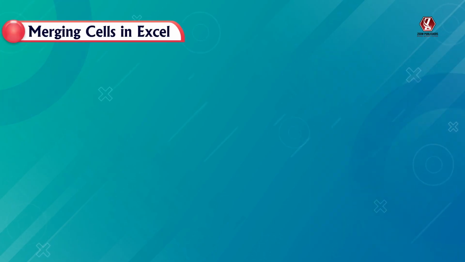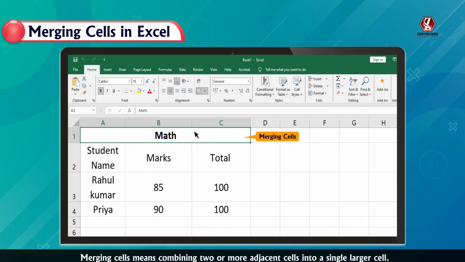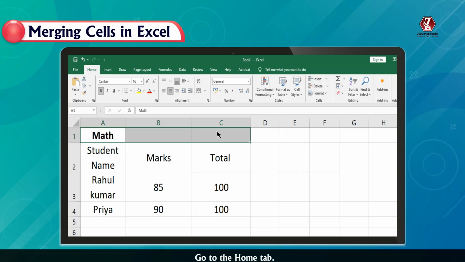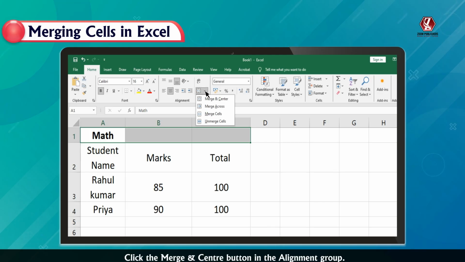Merging cells in Excel. Merging cells means combining two or more adjacent cells into a single larger cell. This is commonly used to create titles or headings that span across multiple columns, giving your worksheet a clean and organized look. Steps to merge cells. Select the cells you want to merge, usually in the same row or column. Go to the Home tab. Click the Merge and Center button in the Alignment group.